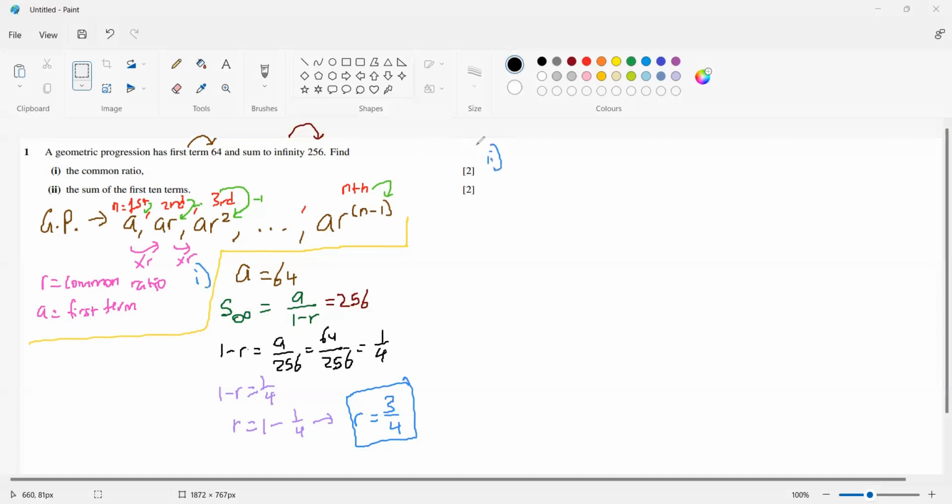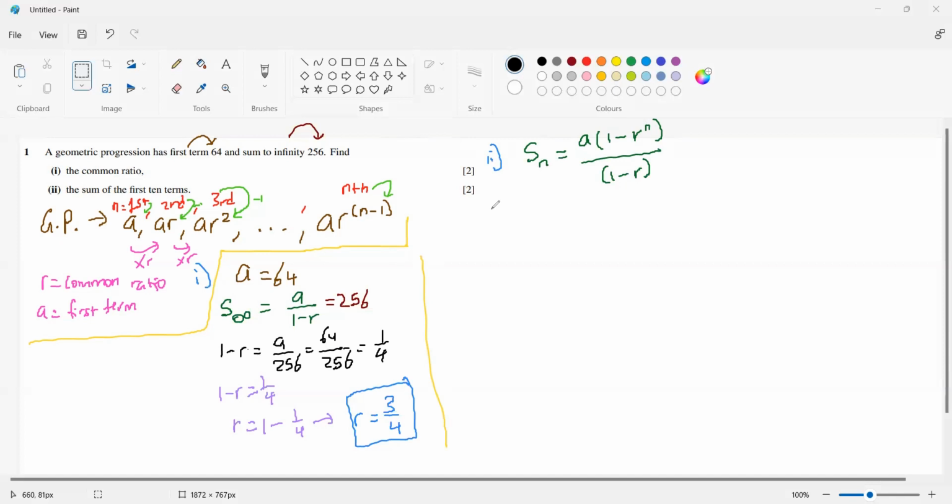Okay, let's go for the second part, please. They say the sum of the first 10 terms. Now we need to use the sum formula. Generally, Sn is equal to A times 1 minus R to the power of n, over 1 minus R, where n is the number of terms.